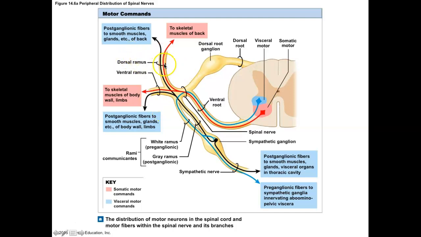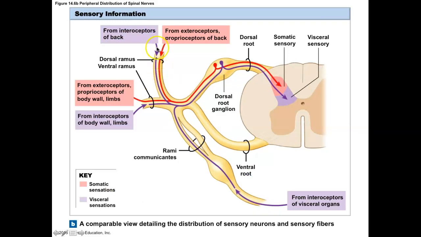The rami are also mixed because I can use the ramus for motor commands going out, and I can also use that dorsal ramus for sensory information coming in. Same thing with the anterior side. So the overall picture is rami are mixed. Mixed meaning that they have both sensory and motor information traveling through them. The spinal nerve is mixed because you're going to have sensory fibers and motor fibers running through it.